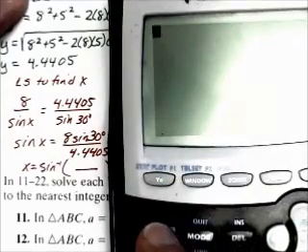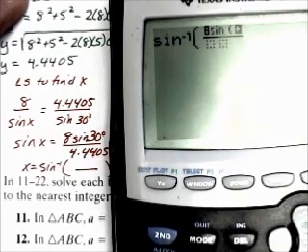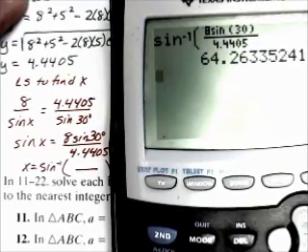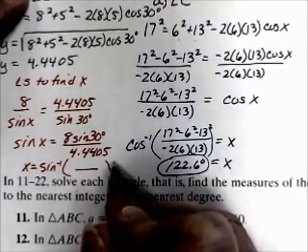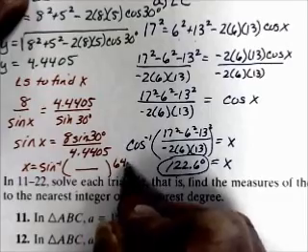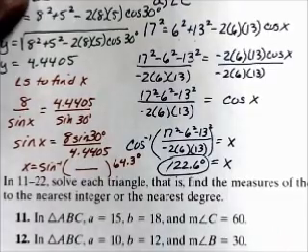Let's go to the calculator. So second sine, alpha y equals 8 sine 30 divided by 4.4405. And we'll round this to the nearest tenth, 64.3. So 64.3 degrees is the value of x.